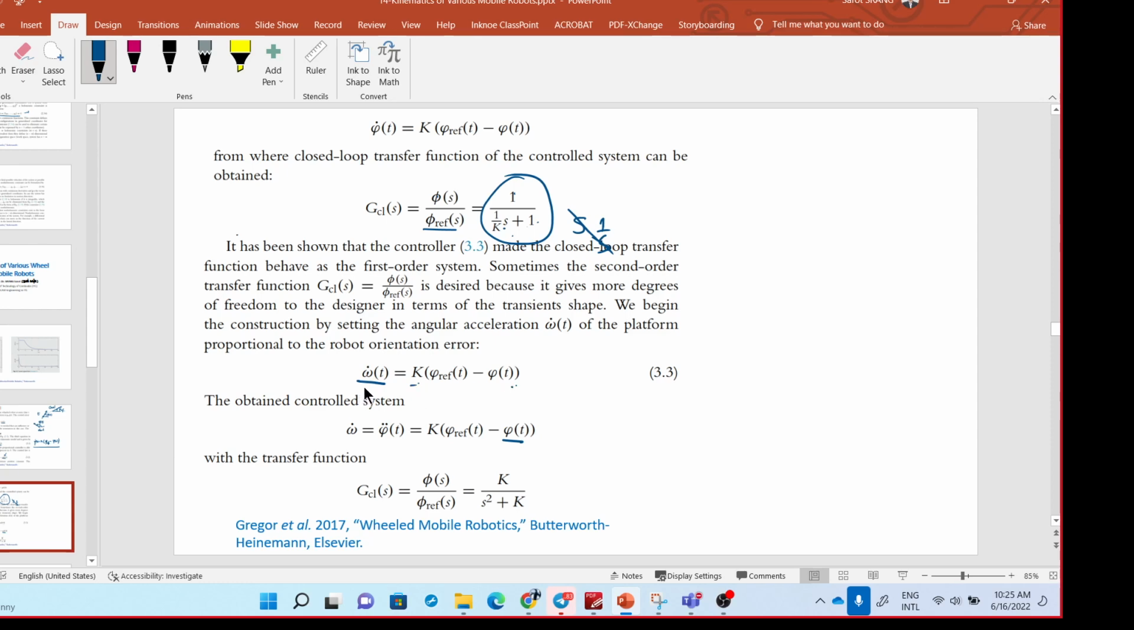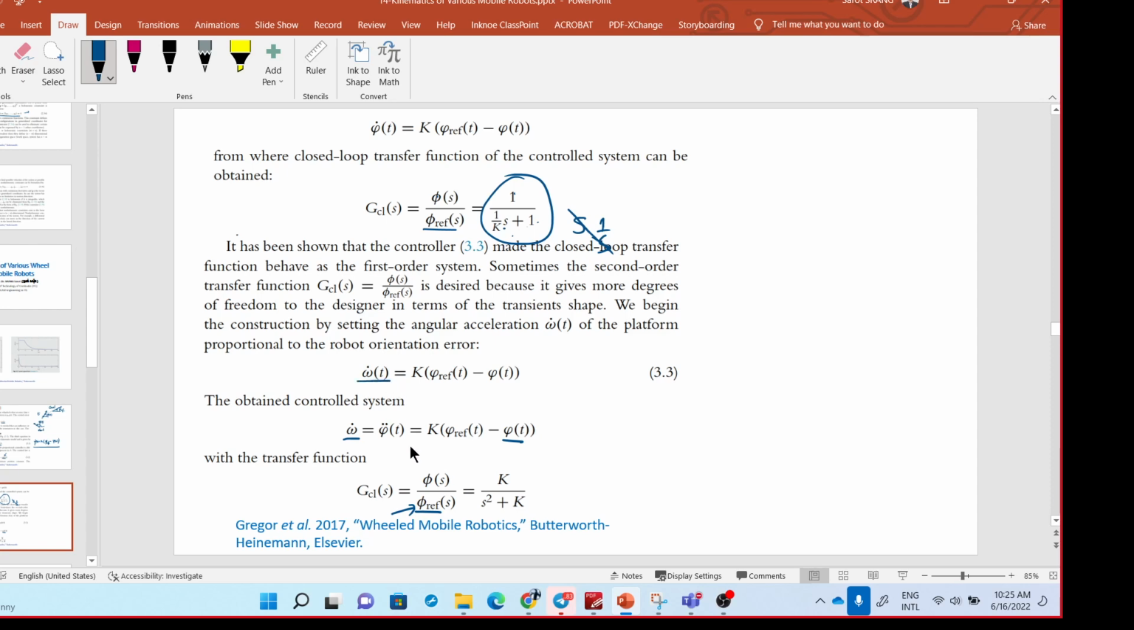we choose angular acceleration to be proportional to the error. Okay, so omega dot can be substituted by phi double dot. Then we have a second order transfer function from the phi reference to the actual phi. Or we can say from the input of the feedback system of the closed loop to the output of the closed loop, right?